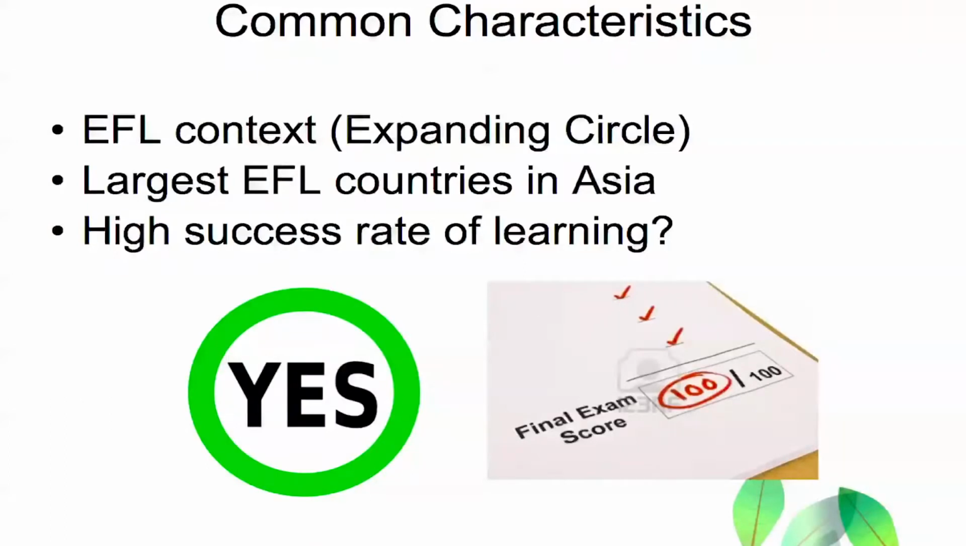And these are countries that represent perhaps the largest EFL countries in Asia. China, hundreds, maybe millions of students studying English as a foreign language. Same thing in Korea, same thing in Japan, and the same thing in Indonesia as well. The question I want to ask you is, what do you think about the success rate of these students studying English as a foreign language in those countries?